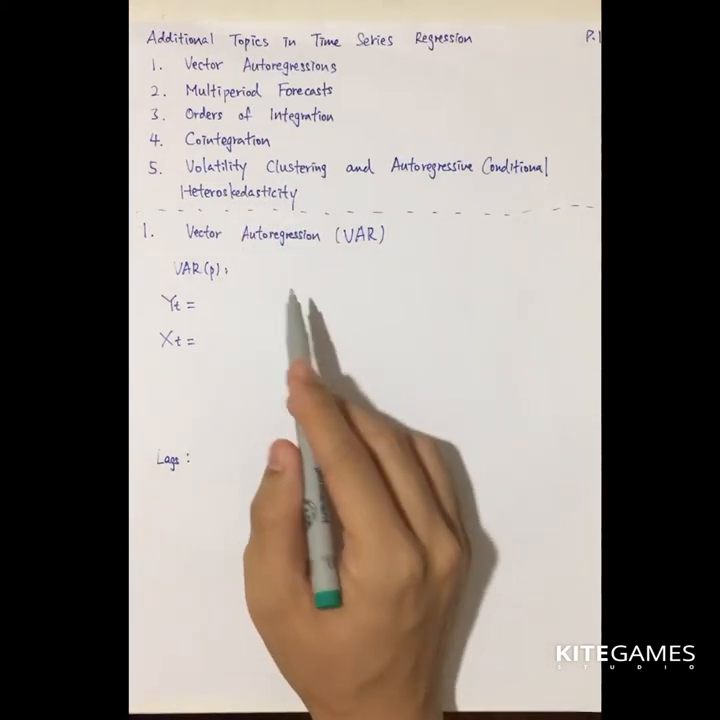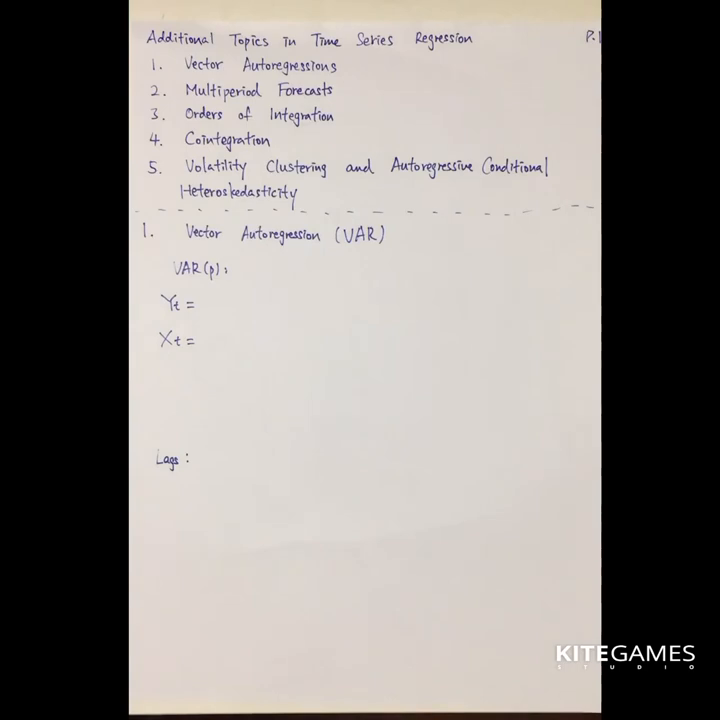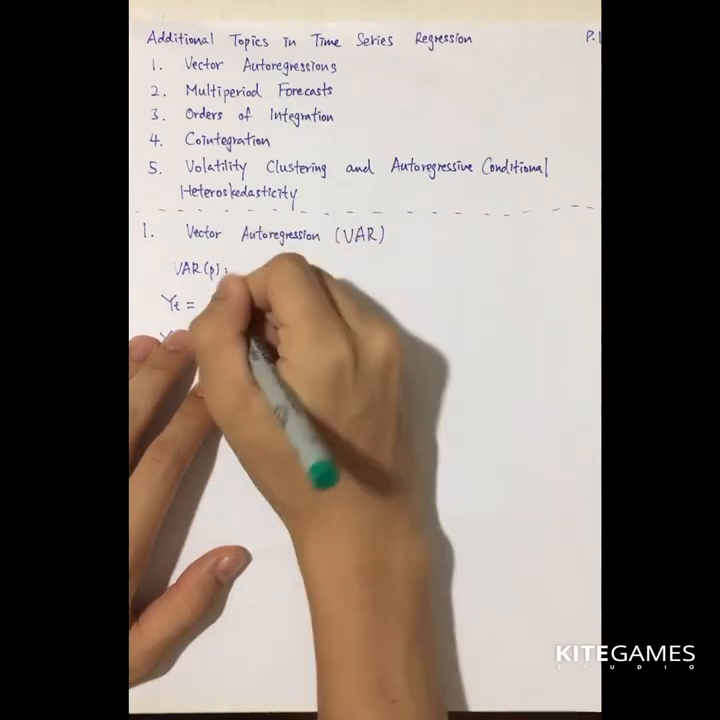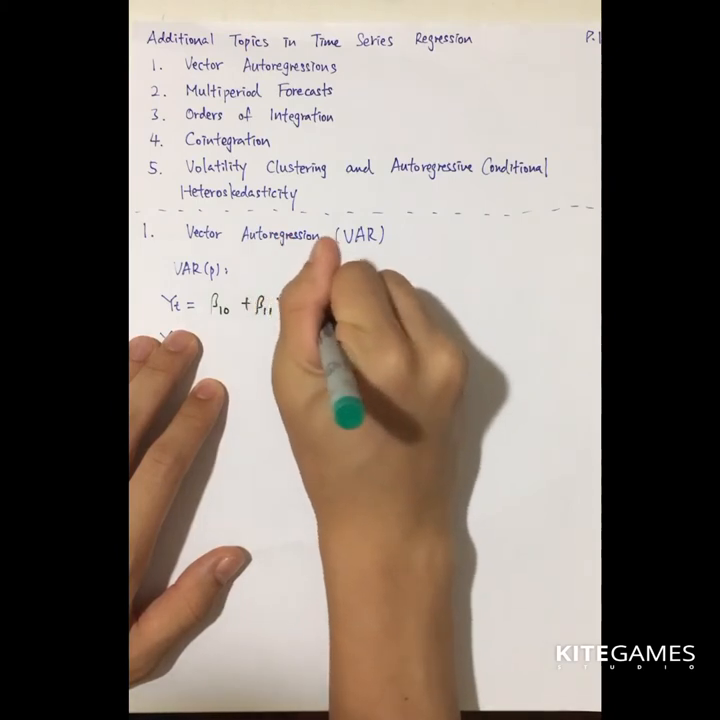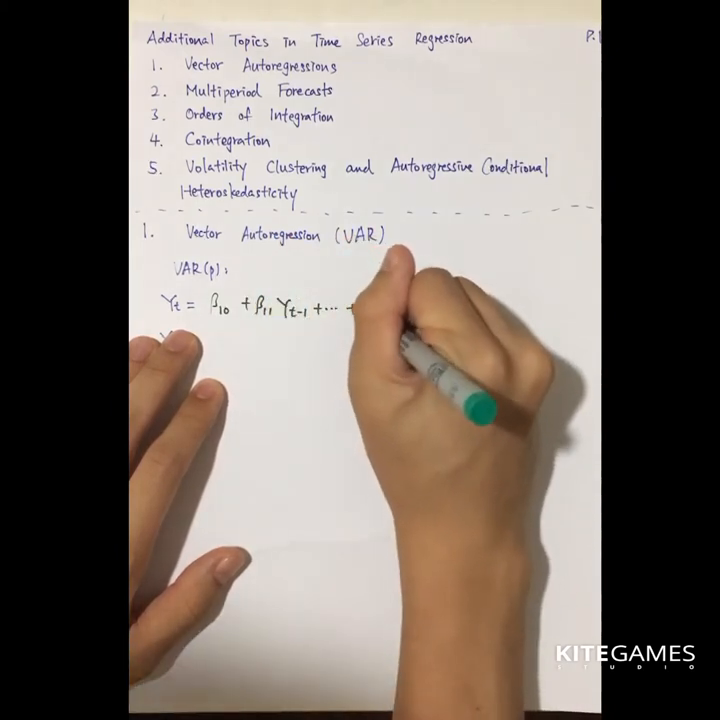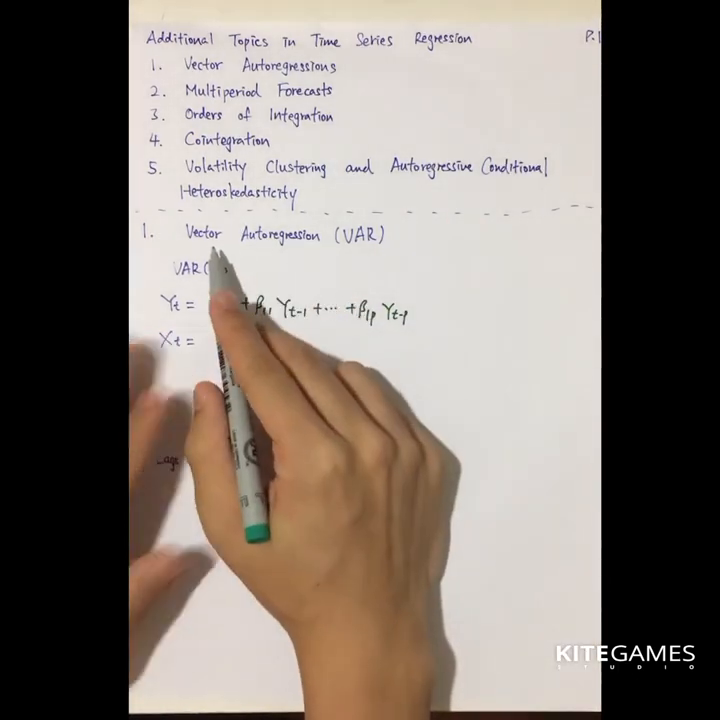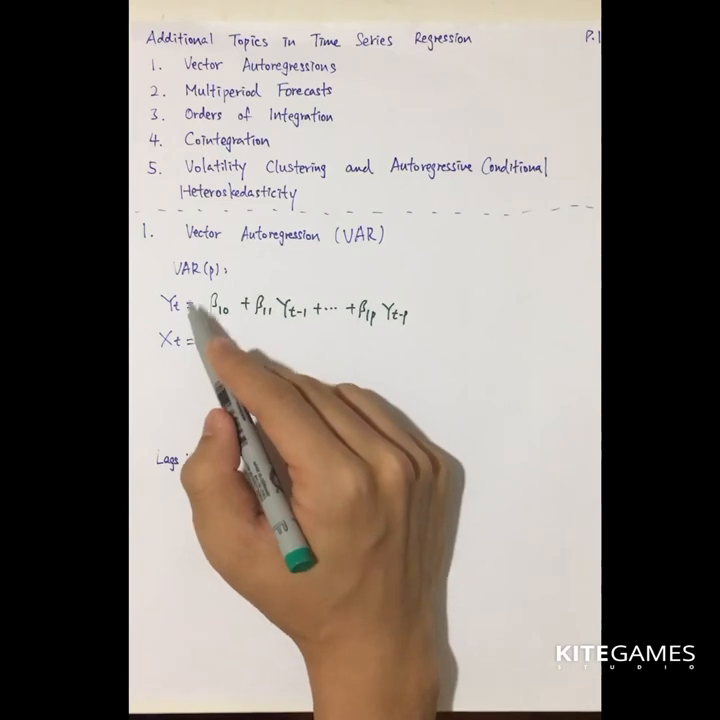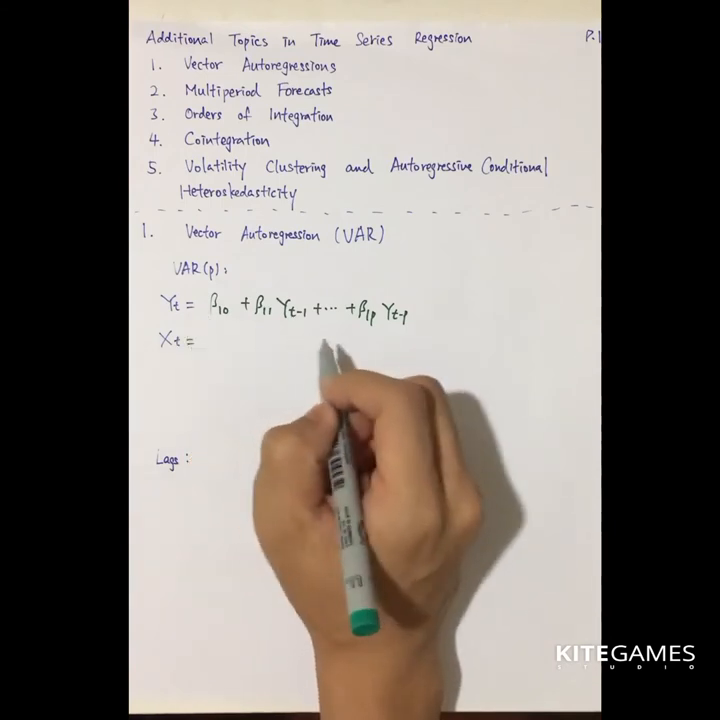Okay, first we talk about the VAR model. The VAR model is basically the extension of the AR model. In the AR model, we have Y_t equal to some parameter, beta 0, plus beta 1 Y_{t-1}, up to beta p Y_{t-p}. In the VAR model, V stands for vector. A vector is a series of variables. So here VAR just means that we have two dependent variables to be explained, and each of the dependent variables depends on the lags of both variables.